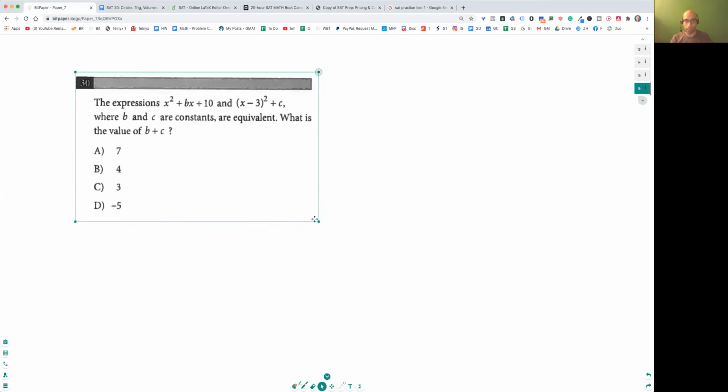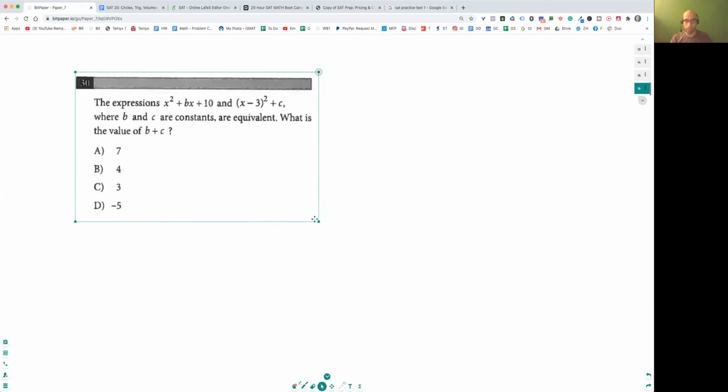Okay, here it is. So try to find this one. The hint is you expand this. You can FOIL it, or you can do whatever you want. I'm going to write down the expansion for this. It's x squared minus 6x plus 9, and so that's plus c here, and then you're going to equate it to x squared plus bx plus 10. Okay, take your time, folks.